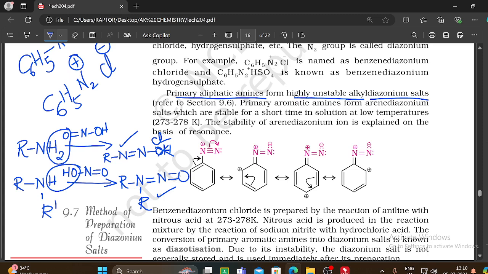So primary amine is highly unstable. What is the reason? And one more thing I already said: when you check any chemical properties of diazonium salts, whatever the changes you make, C6H5 N double bond N2 plus Cl minus is the reactant. In any chemical reaction, one of the side products is N2, which means the diazo group easily cleaves. I will show those chemical properties also.